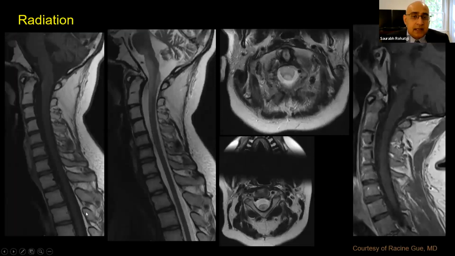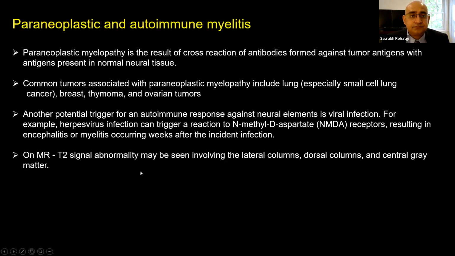This was a case where the patient had a posterior fossa tumor for which he had received radiation in childhood, and the patient presented with cord signal change at the craniocervical junction. And you can see that the marrow has been replaced, and this is fatty marrow replacement secondary to radiation.